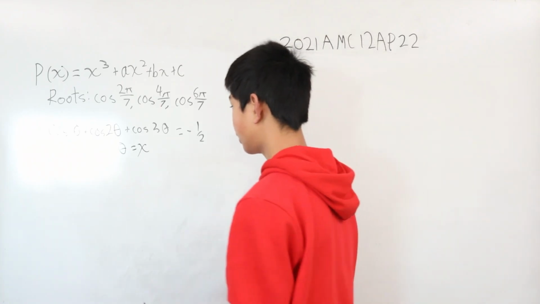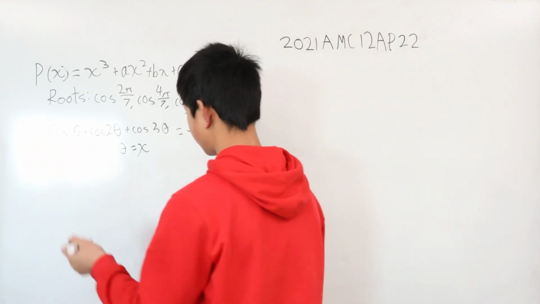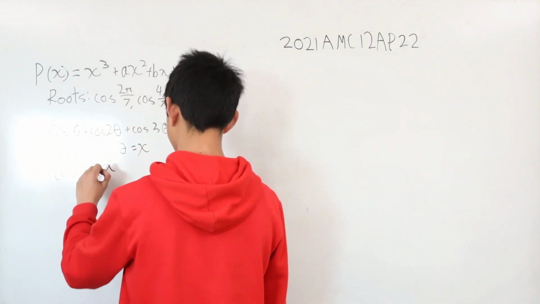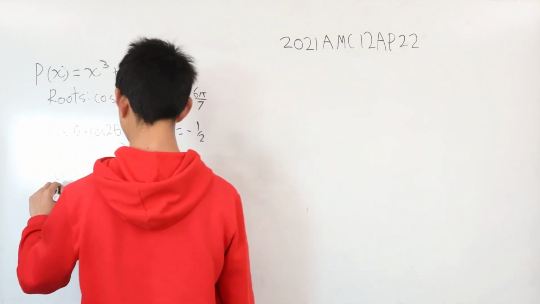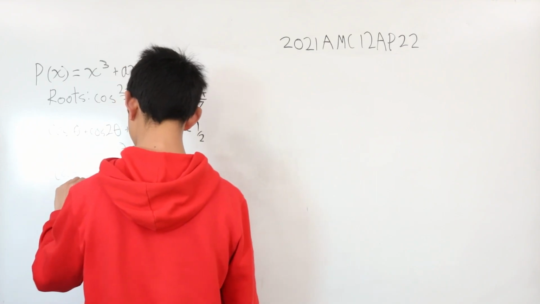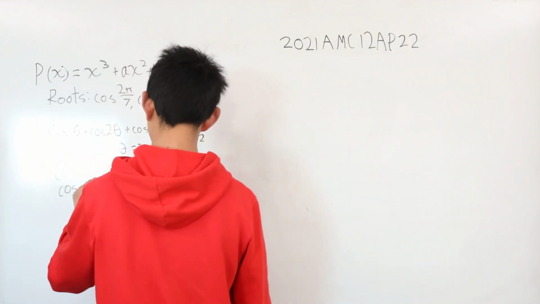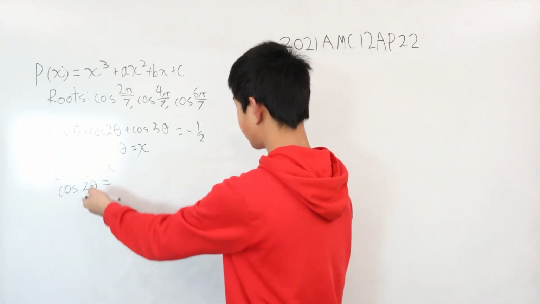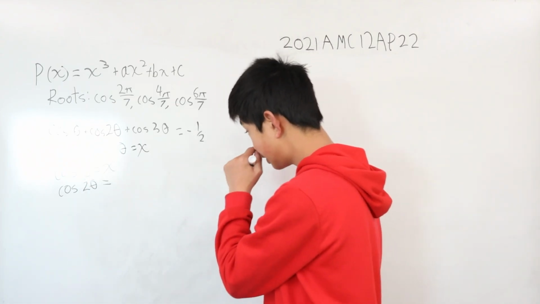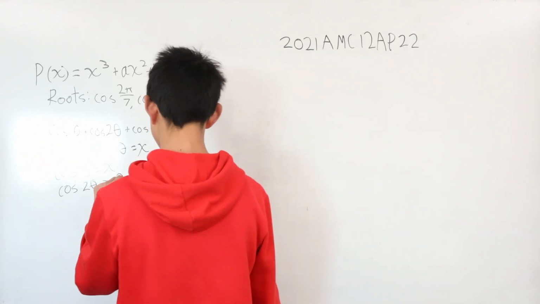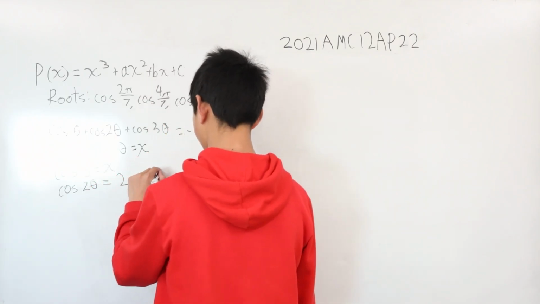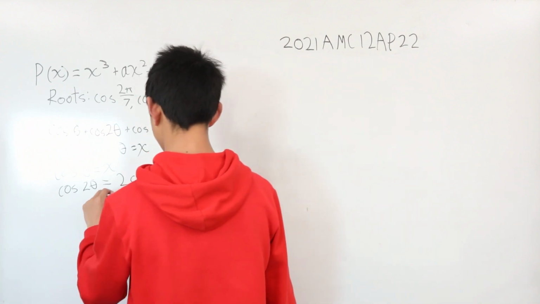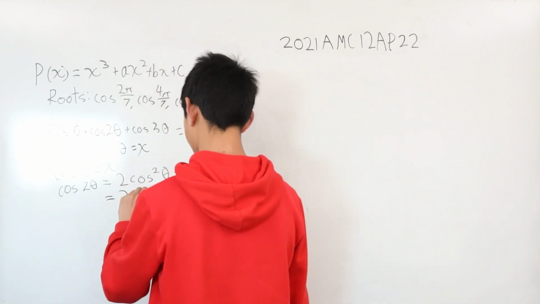So, for instance, for this cosine theta, we know that cosine theta is just x. For cosine 2 theta, now we want to find a value of it where we get rid of this 2 inside. This evidently becomes 2 cosine squared theta minus 1, or 2x squared minus 1.